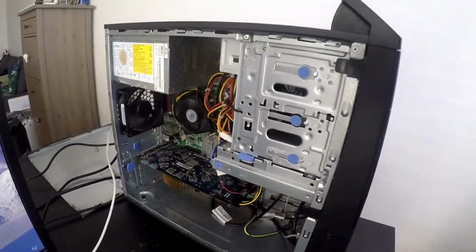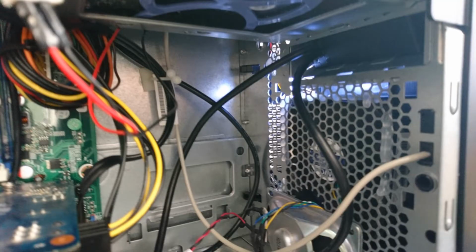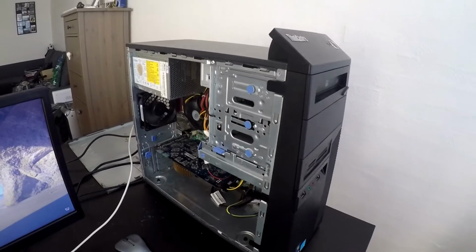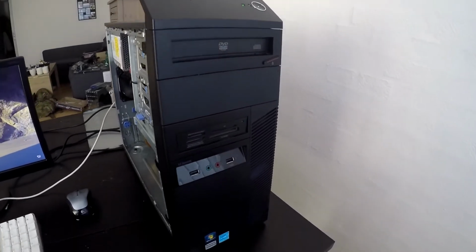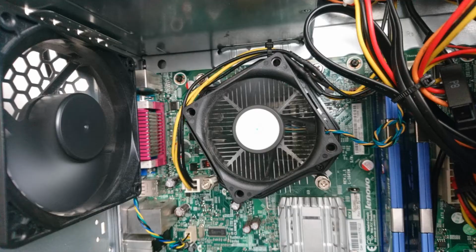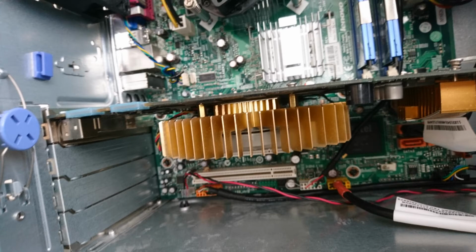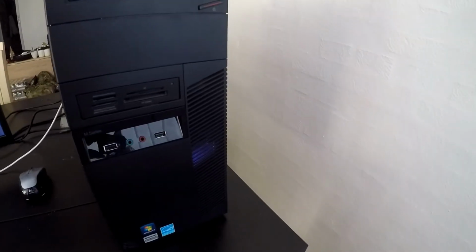Now I've got two case fans in this PC, one for exhaust on the back and one for intake that is hot glued in place. Don't ask. So the specs of this system right now: we have an Intel Pentium dual core CPU, 4 GB of DDR2 RAM, and the GPU is the NVIDIA GeForce 9800.